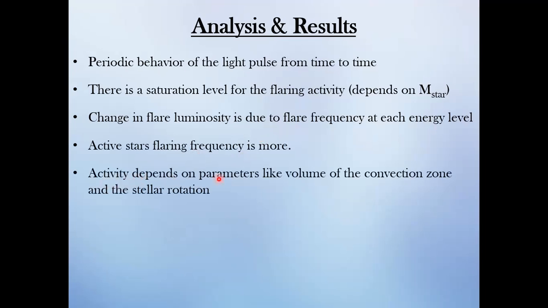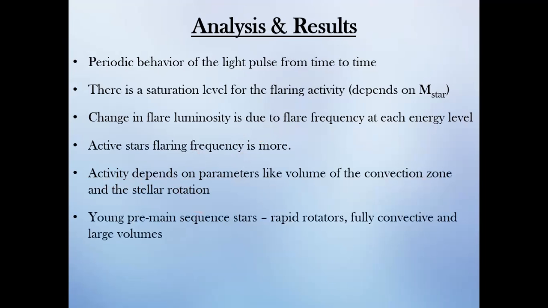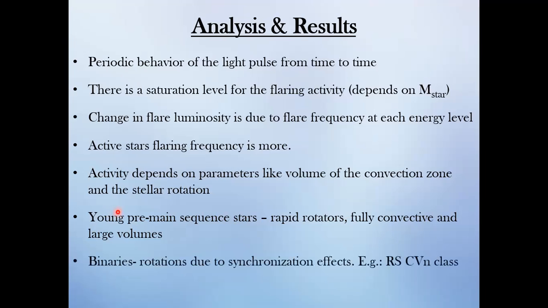This activity depends on parameters like the volume of the convection zone and the stellar rotation. From these two properties, we can generate a lot of information. Young pre-main sequence stars, I'll show you in a moment where they lie, are rapid rotators. They are fully convective and have large volumes, and this is the reason why their activity is much higher compared to other stars.